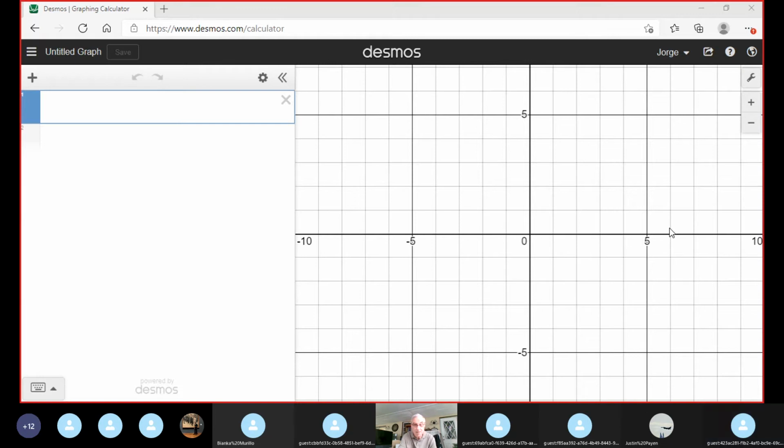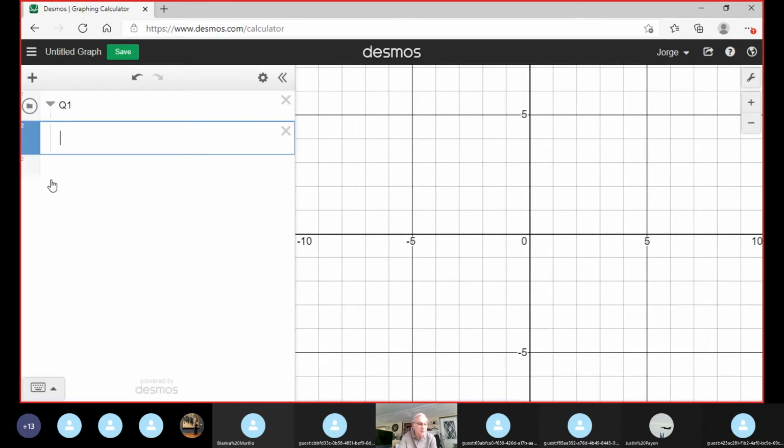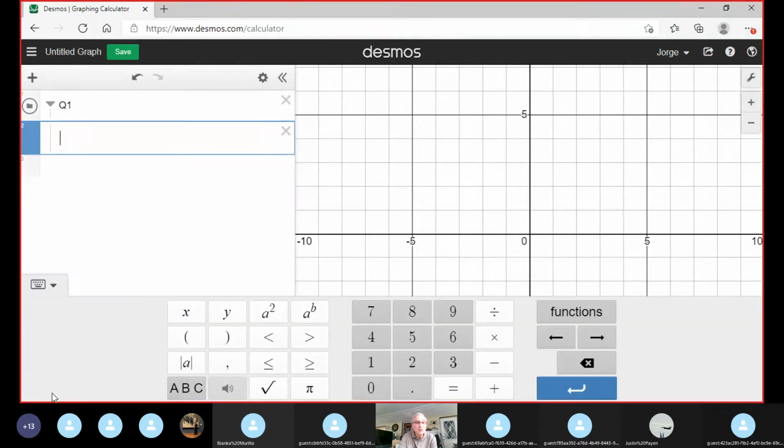Yes, Professor. Now I click here on the plus sign, adding one folder. I want to call it question 1. Press enter. In the next line, I type in the equation. I like using the Desmos keyboard, not the keyboard of our computer, because it is more complete. It has more information. This is minus 3x plus y.